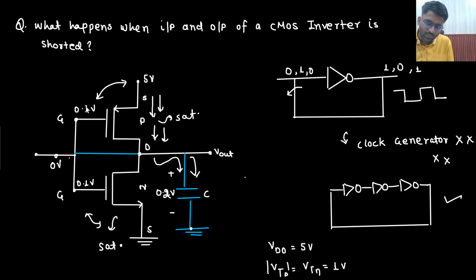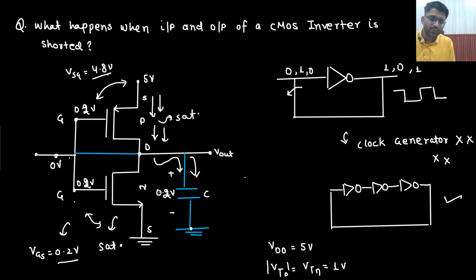So now what will happen? This 0.2 will reach here. So now the VGS value will become 0.2 volt, and here VSG value would become 5 minus 0.2, 4.8 volt. Right? So in that manner it will keep on going. Still it is off here, still it is on there. Then it will keep on going.